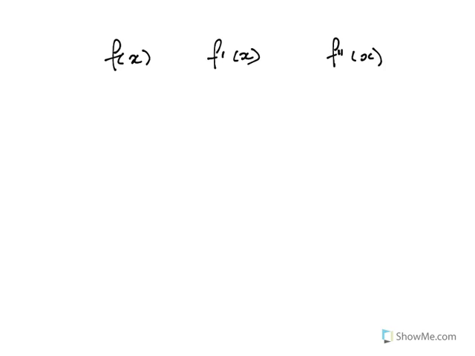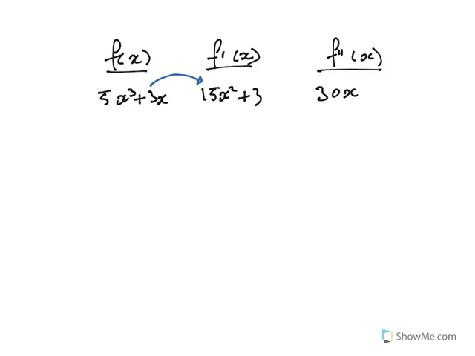Suppose we've got a function f of x equals 5x cubed plus 3x. If we differentiate that, we get 15x squared plus 3 to get f dash of x. And if I want to, I can differentiate that again and get 30x. So I'm differentiating that one to get that one, and differentiating that one to get that one.